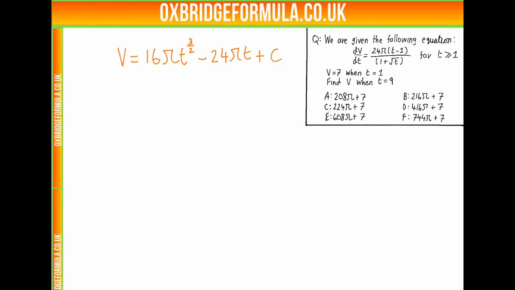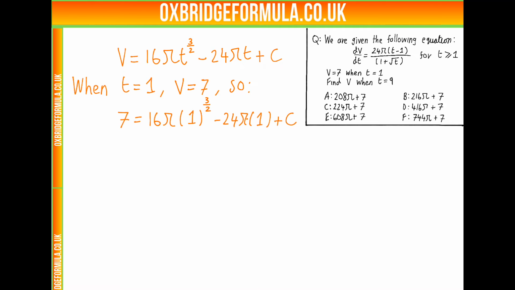So we have our equation now. v is 16 pi t to the 3 over 2, minus 24 pi t plus c. And our next goal should probably be to find c. So how do we do that? Well, to find c, we need a condition. And fortunately, we're given one. We're told when t is 1, v is 7. So let's substitute in t is 1, v is 7, and we should be able to calculate what c is.